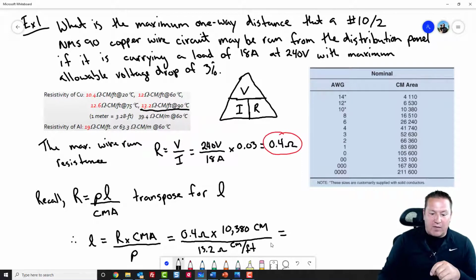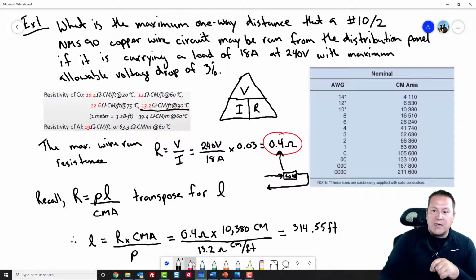And once you plug all of that into your calculator, you're going to get to an answer of, what's the answer here? I just did it over here, 314.55 feet. Okay, so this is the total wire run resistance. This is the max wire run, the total wire run. So that's to the load and back, right, to the source. So we want the one-way distance.